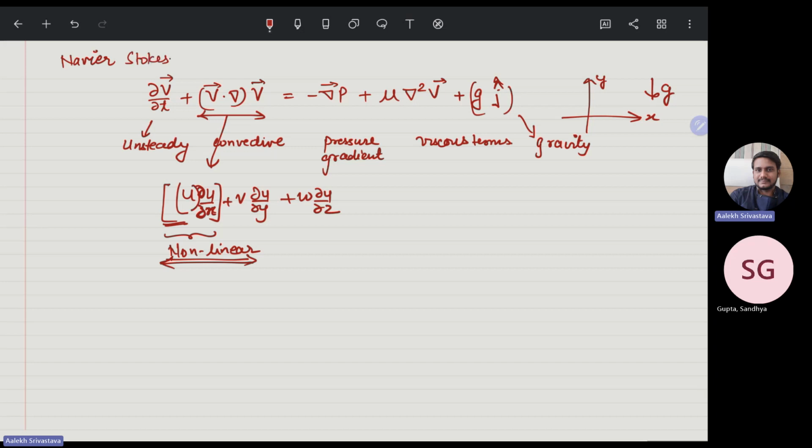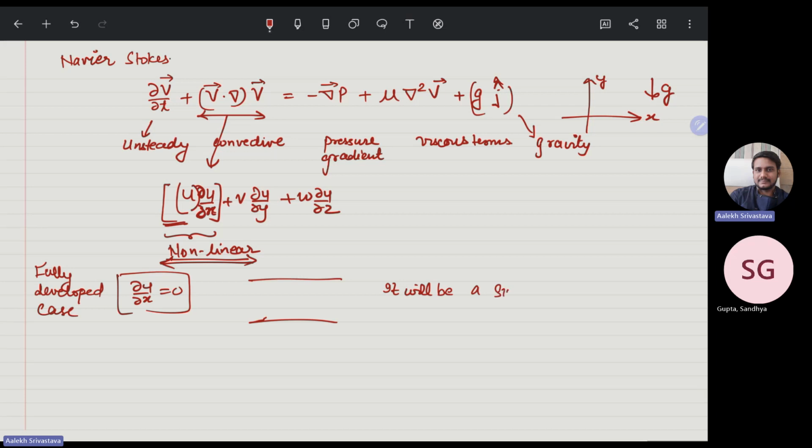But we had seen some of the exact solutions. In the exact solutions, what happened? We approximated that del u by del x is equal to 0. For flow in a pipe, we approximate that the flow is fully developed. So this term is 0 in the fully developed case. Therefore, the non-linearity will go out, and it will be a simple linear equation in velocity. So that can be solved easily.